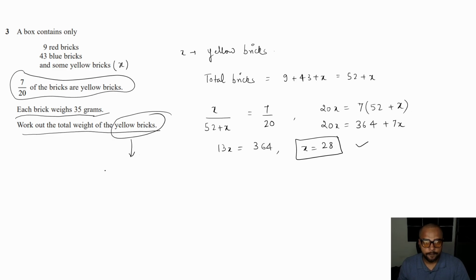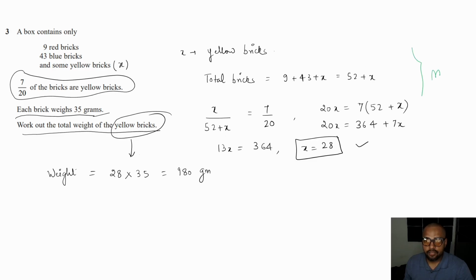So it's very easy. Since we have found the value of x, that is 28, and it is the number of yellow bricks, we just need to multiply to find the weight. So 28 cross 35 grams. Okay students, so what we are getting here, 28 cross 35, I think 980 grams we are getting.